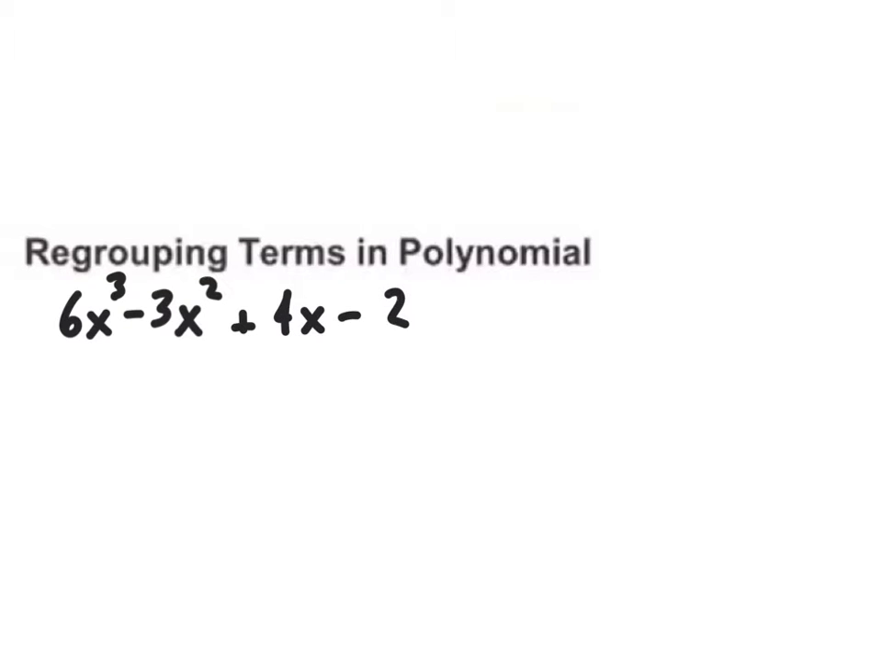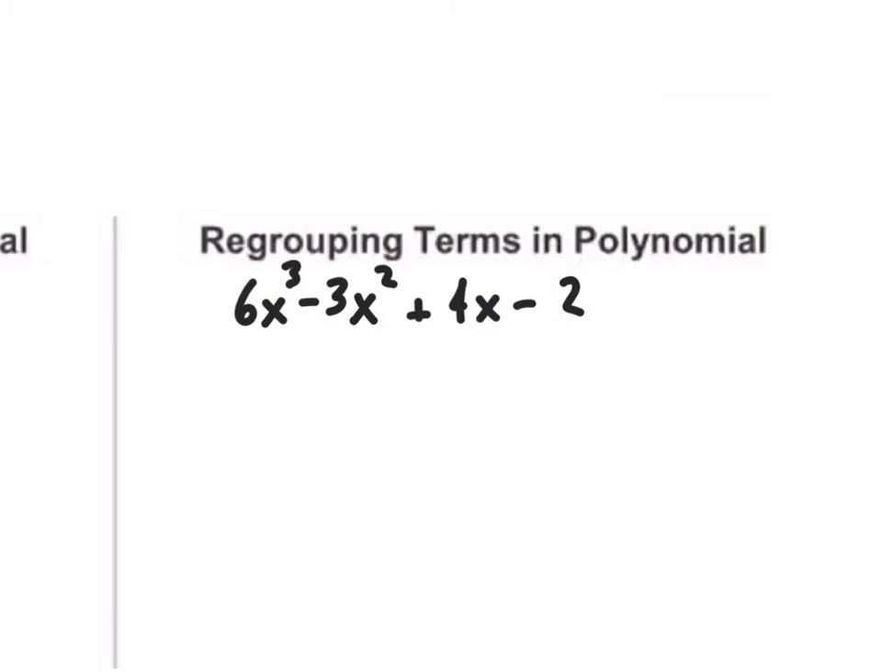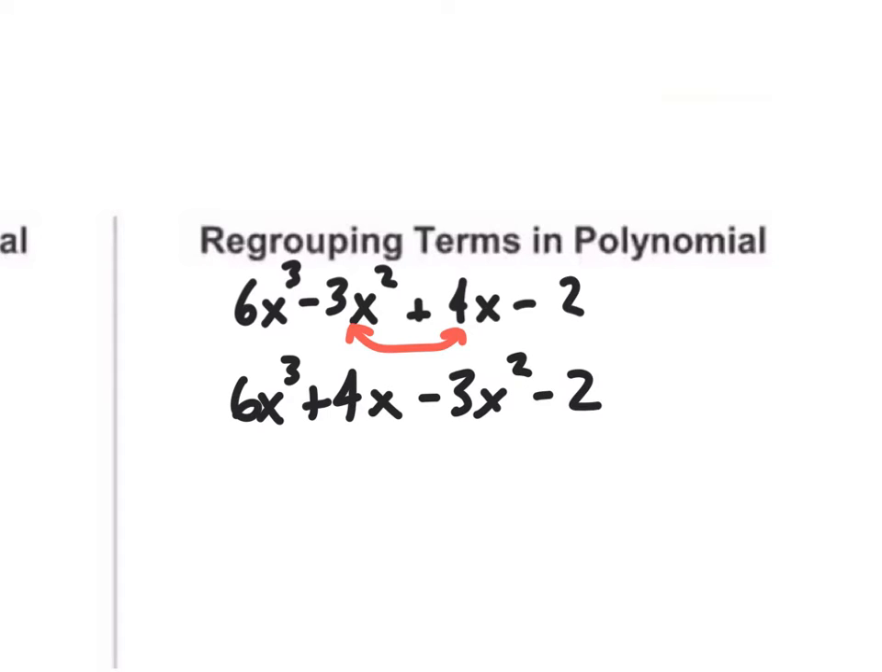All right, so what I'm going to do here is reorder this polynomial. I'm going to switch these numbers around and see what we can do to get something a little bit better. Now, I can switch these two numbers, and I'm going to rewrite this. I'm going to write it as 6x cubed plus 4x, and then minus 3x squared, and then minus 2.